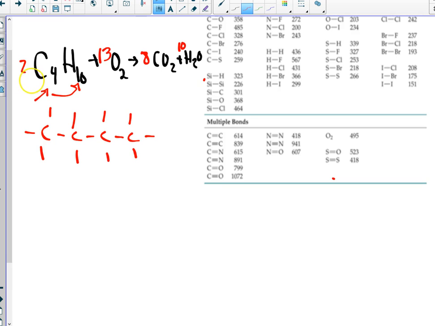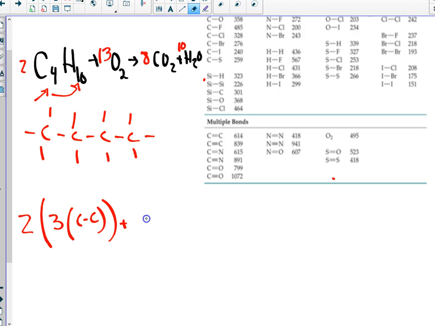All right, I'm going to bring a 2 down here because of this. Is everyone okay with that? All right, and I'm going to multiply it. As I look here, I have 1, 2, 3 carbon-to-carbon bonds. Is everyone okay with that idea? Okay. Plus, I'm still going to keep, well, let me keep it all here.